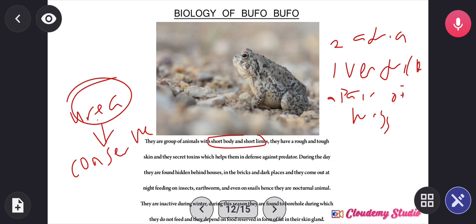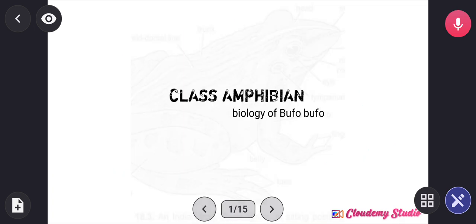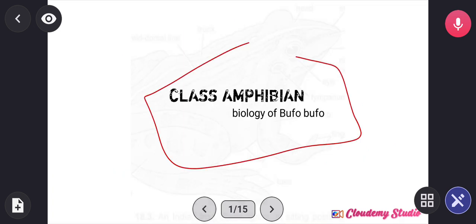As prey, they are eaten by snakes, birds, and even mammals, especially those that are resistant to bufotoxin, such as garter snakes and herons. The garter snake is a reptile that is resistant to bufotoxin, and the heron is a bird that is resistant to bufotoxin as well. Bufotoxin is the toxin produced by the parotid gland of the toad, right? So this is just the basic aspect of the class Amphibia, in which we talked about the biology of the Bufo species.